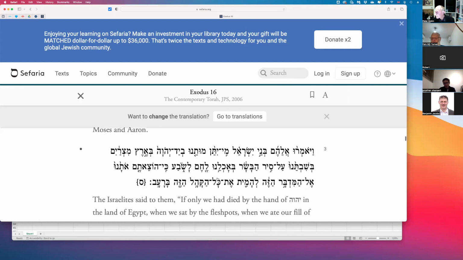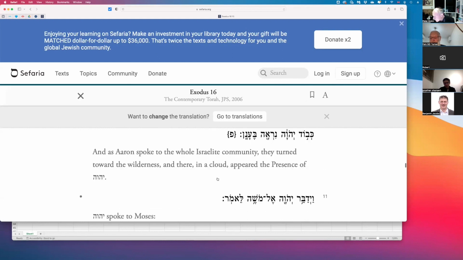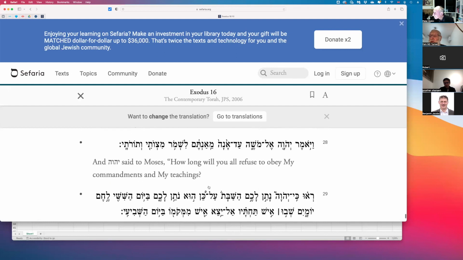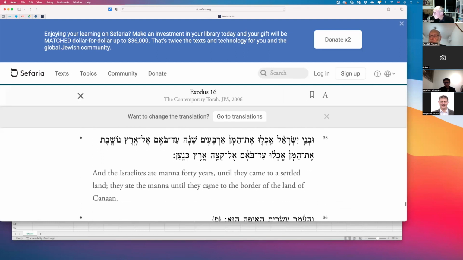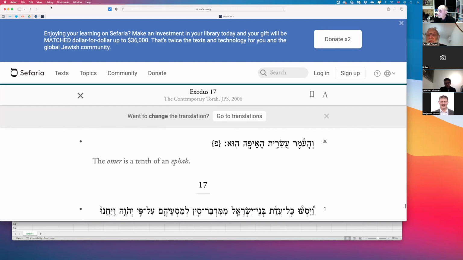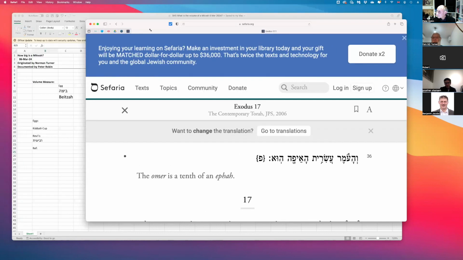So let's go to 17 and scroll back. It's posuk 36. So it doesn't take long. There it is. When it's talking about the Mon, it says it was the size of an omer. And then at the last pasuk, it's talking about the manna, and it says the omer is 1/10 of an ephah. An omer is 1/10 of an ephah.